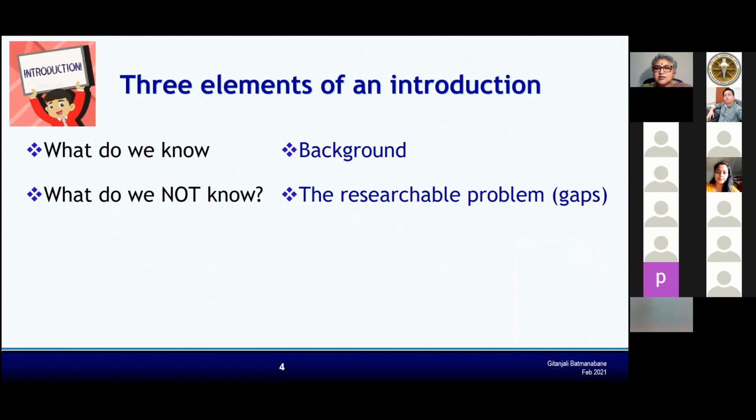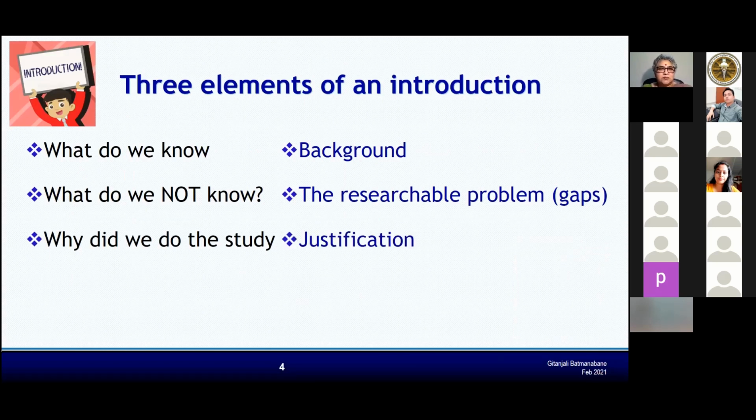Okay, so what is a researchable problem? This becomes the second element. And the third element is, why did we do the study? That is the justification. So these are the 3 elements of an introduction: the background, the researchable problems or the gaps which we have identified, and thirdly, the justification.